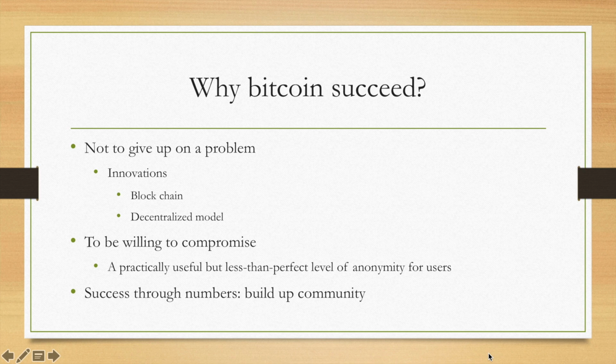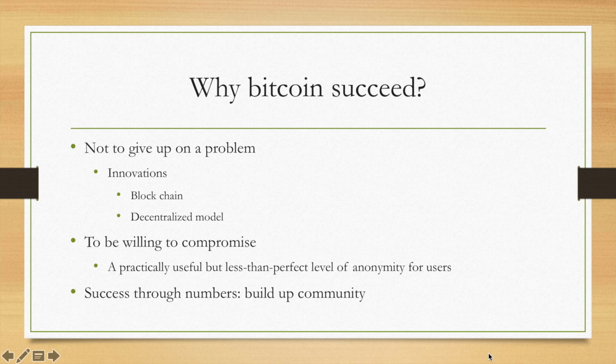In the digital currency history, it took about 20 years until Bitcoin succeeded. Why did Bitcoin succeed instead of others? There may be the following reasons. First is not to give up on a problem. Digital currency is a very hard problem, and many solutions were proposed, and it took about 20 years to solve. Bitcoin has innovations like the blockchain and the decentralized model, and those help solve the issues.